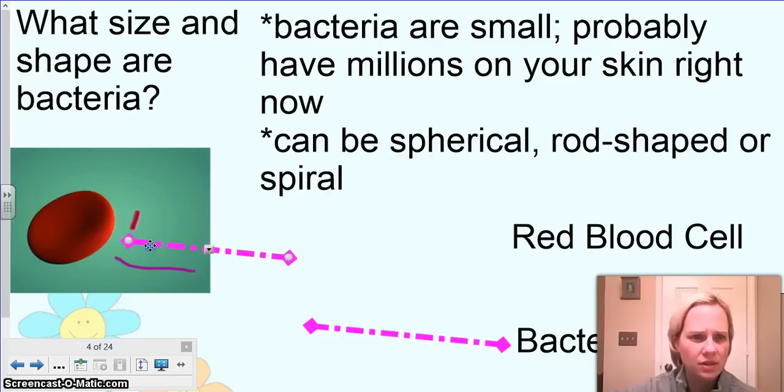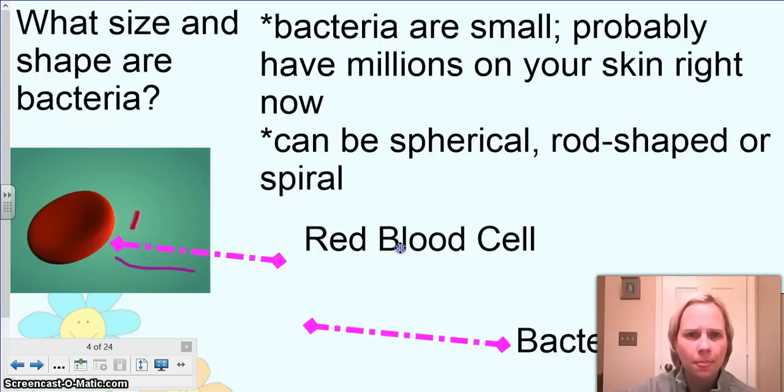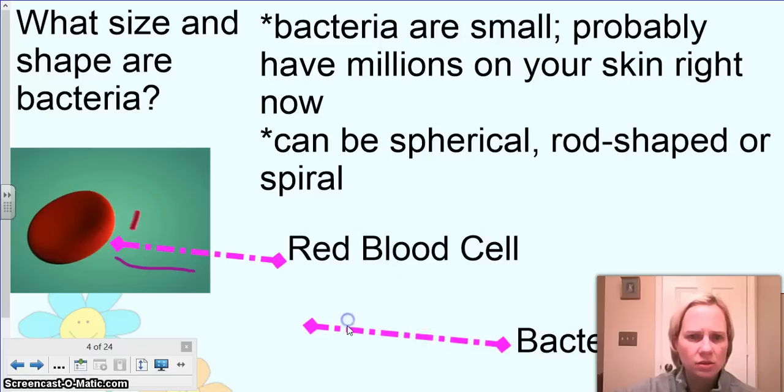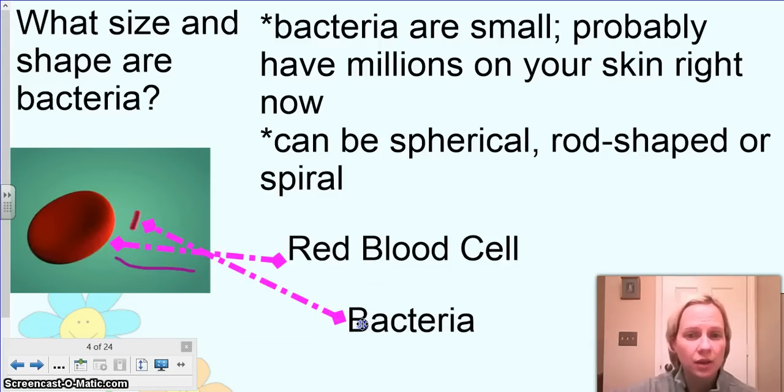But here we have a red blood cell, okay? And this little guy right here, that little rod-shaped thing, that's the bacteria, okay? Now, viruses would be very, very much smaller than a bacteria. But that's a bacteria in comparison to a red blood cell. You have millions of them on you right now, probably on your skin, all over you.